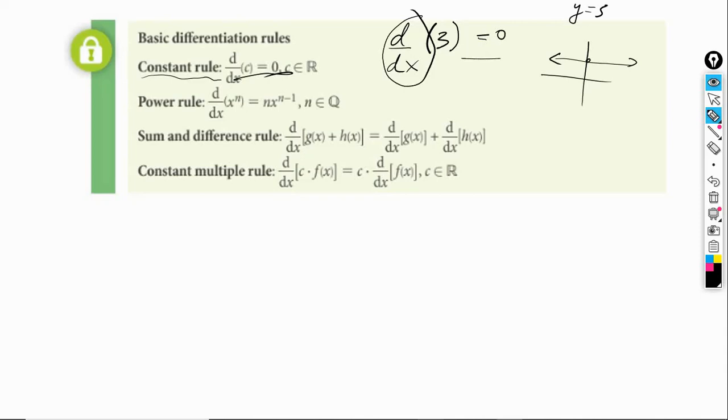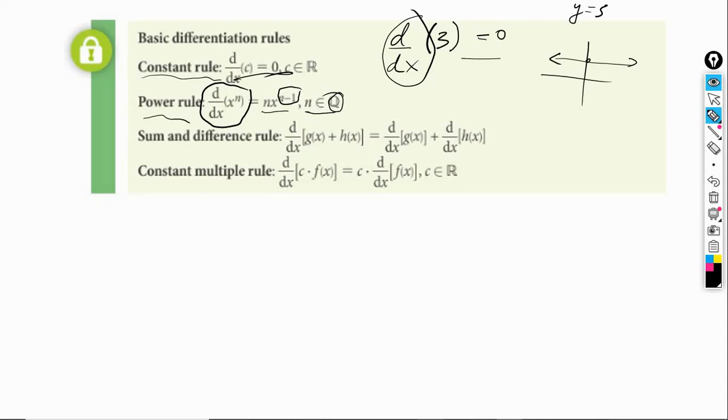The next one is the most important one. It's called the power rule. It has to do with how to find the derivative of an expression that has x to the power of something. The rule is to multiply x by n and then keep an exponent that is 1 less than n. And n is a rational number, so it cannot be anything other than a rational number.